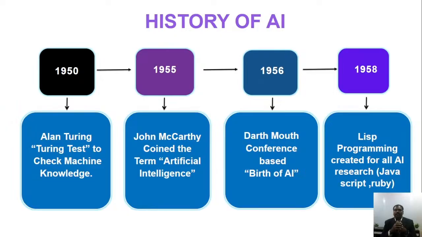So during 1950, Alan Turing tested whether a machine can also have knowledge like a human. After that, in 1955, John McCarthy coined the term artificial intelligence. So it was introduced by Alan Turing, but the name is by John McCarthy.